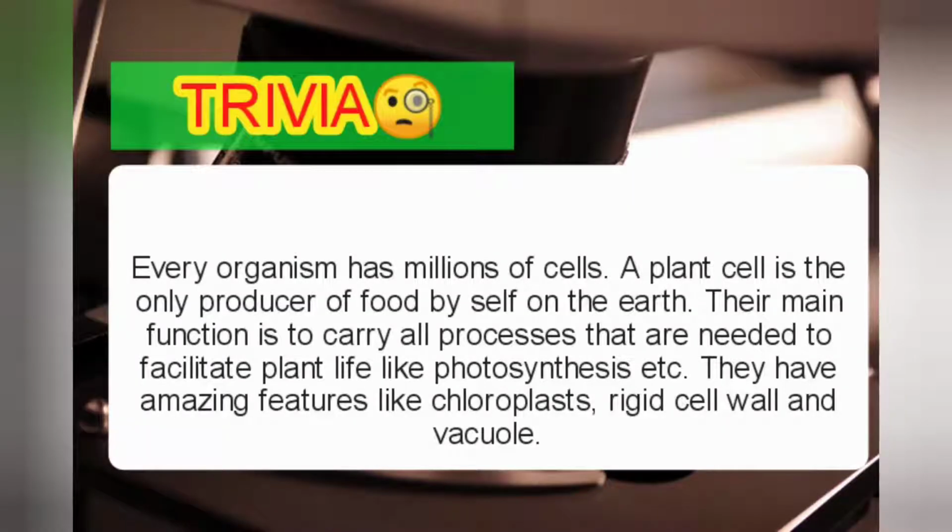Now we have a trivia. Every organism has millions of cells. A plant cell is the only producer of food by itself on the earth. Their main function is to carry out all processes that are needed to facilitate plant life, like photosynthesis, etc. They have amazing features like chloroplasts, rigid cell wall, and vacuole.